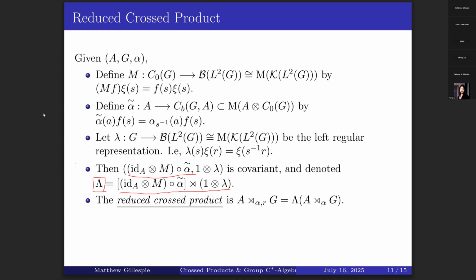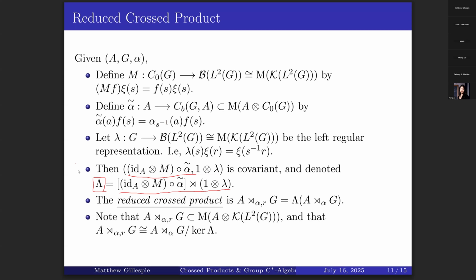And just as with group theory, you know that your domain mod the kernel is isomorphic to the image. So the same thing is true for C-star algebras. The reduced cross product is this image, and so it's isomorphic to the thing we started with modulo the kernel of that representation. And that's the best way to think about this.